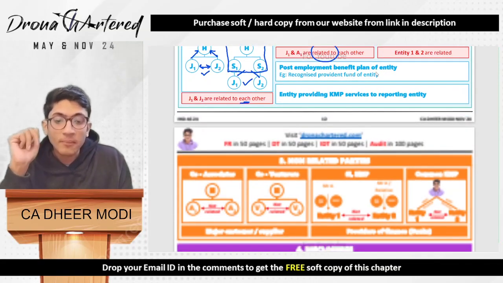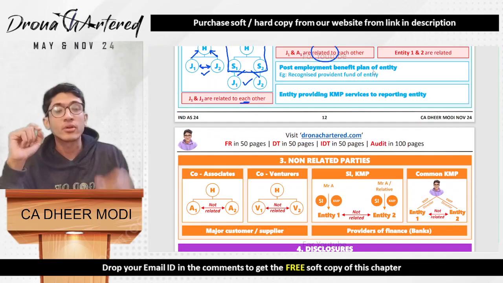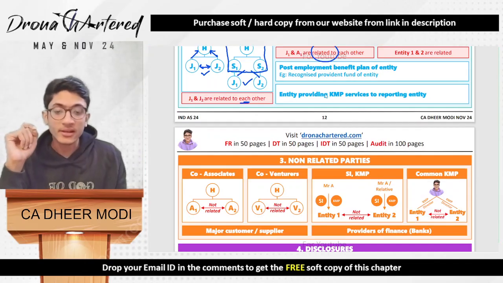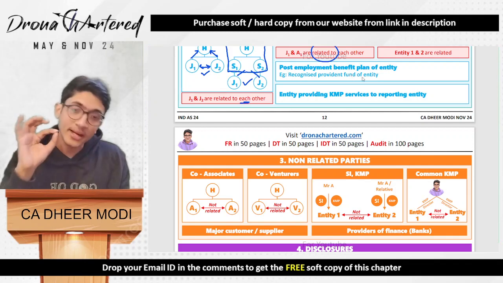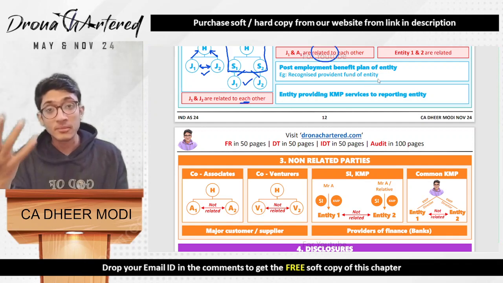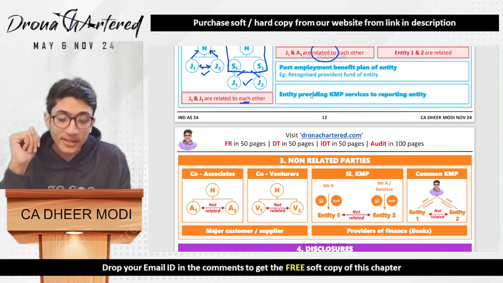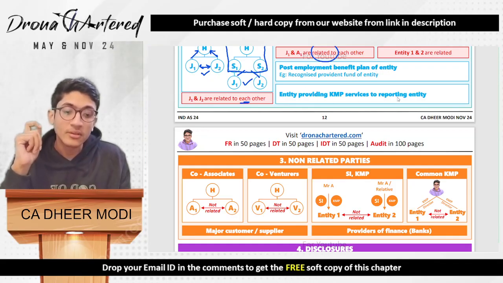Any post-employment benefit plan of the entity. Say, for example, some entities have their own provident fund. So, any recognized provident fund of the entity, yes, that also becomes a related party, because these are basically separate entities that the entity creates. Next is any entity providing KMP services to the reporting entity.